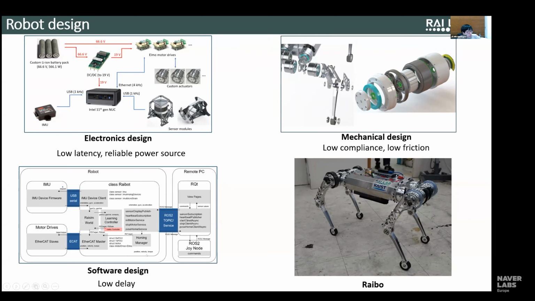Software design is also important because it will introduce additional delay, right? That was actually one big problem when we worked with animal robots, because their software has extra loops. There are multiple loops that you have to go through before you send your command to the actuator. So with this new software system, we want to avoid that, and we design the system such that we minimize the delay.